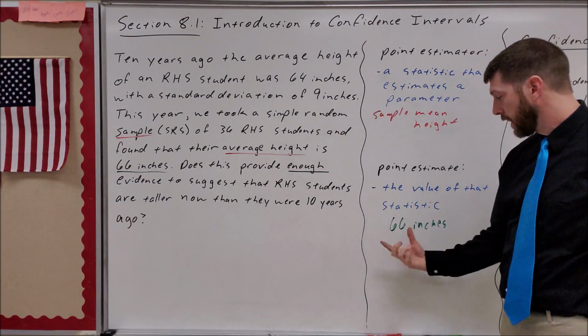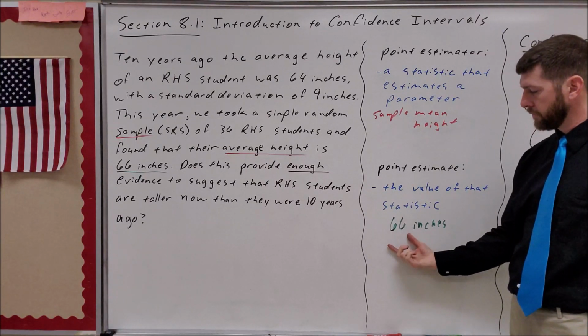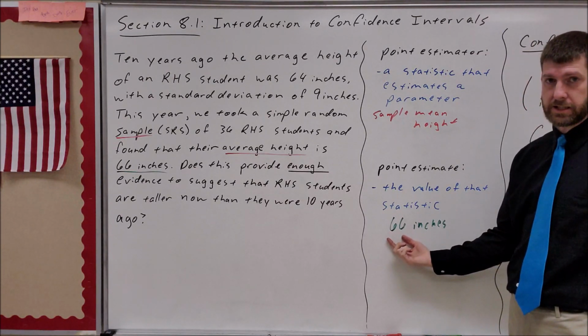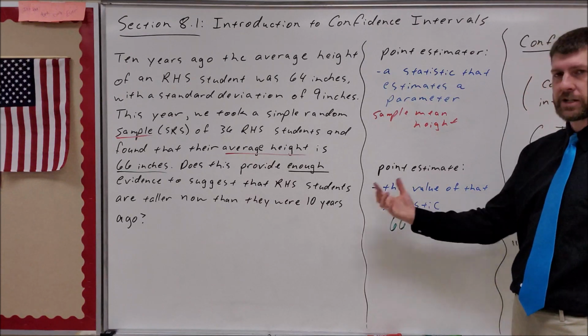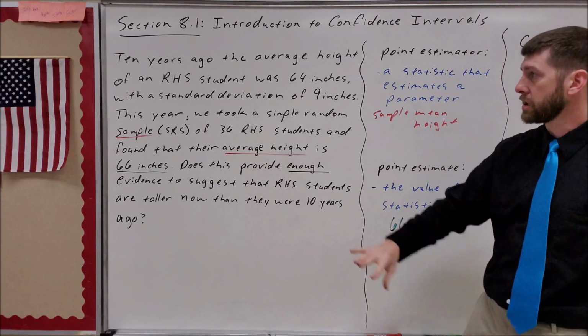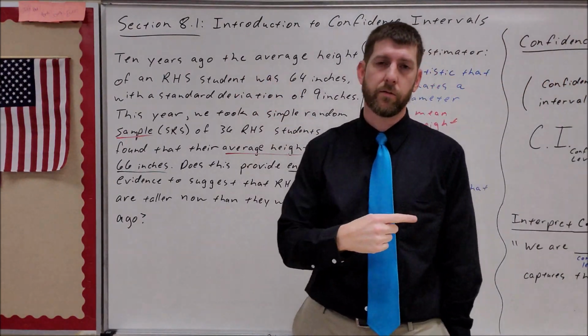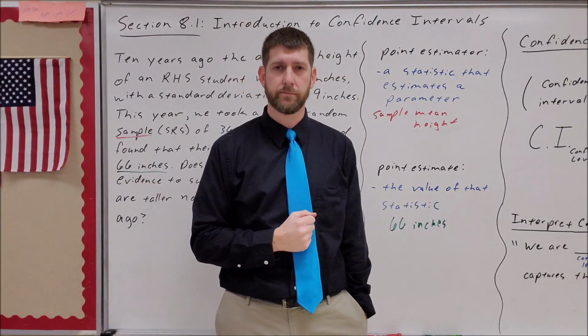So if I can build a confidence interval, and we'll talk about what that specifically is here in a second, if I can build a confidence interval around this 66 inches from our sample, then that should give us a good idea of how our current population relates to this past population, that 64-inch population. So let's move over and talk about what a confidence interval is.